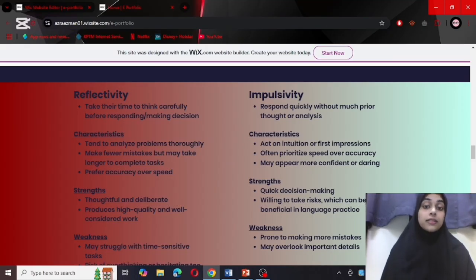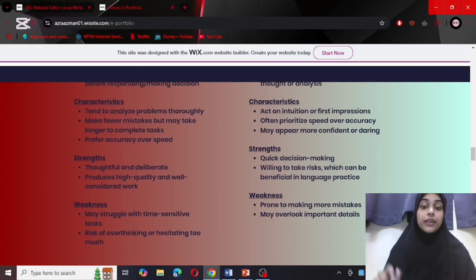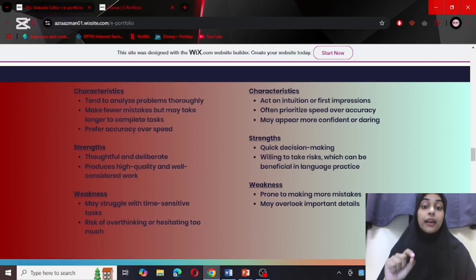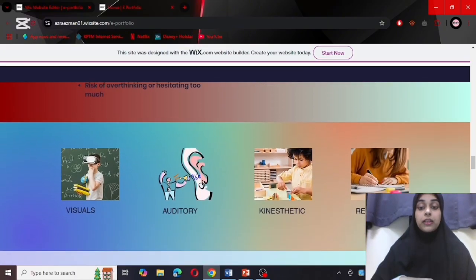So the strengths of both approaches. Reflective learners are great for tasks that require careful planning, problem solving, and attention to detail, because they thrive in situations where accuracy matters more than speed. And impulsive learners, on the other hand, excel in dynamic environments where decisions need to be made quickly. They are often better at improvising and handling unexpected changes. So let's move on to the next learner style.